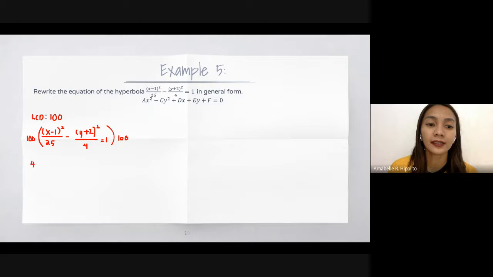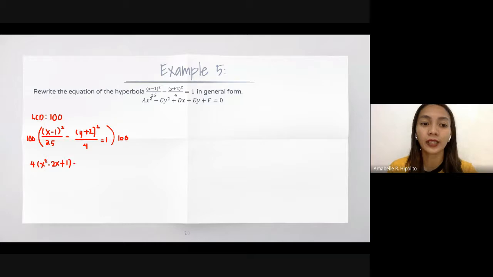Next, let's expand this binomial. So, x minus 1 squared is x squared minus 2x plus 1, minus 100 divided by 4. Next, 100 divided by 4 is 25. So, let's put 25 here, times y plus 2 squared, which expands to y squared plus 4y plus 4.